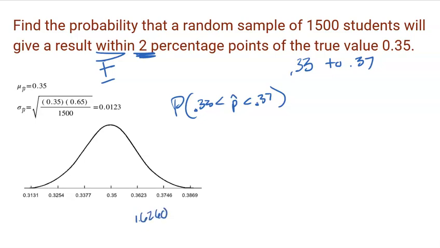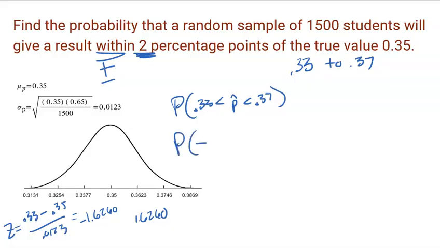1.6260. Now I've got to find the z-score for 0.33 minus 0.35 divided by 0.0123. And lo and behold, it's the exact same z-score, but negative. That's because of symmetry, guys. If you go up 2% and then down 2%, you should be getting the same z-score, one positive, one negative.